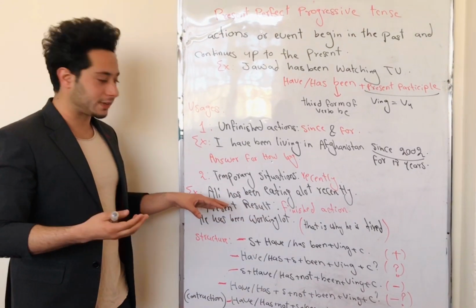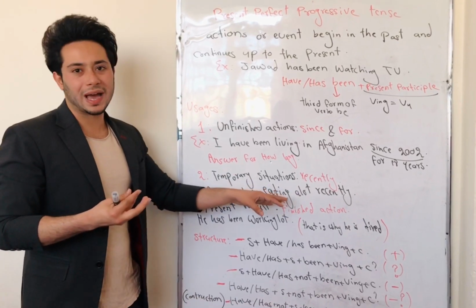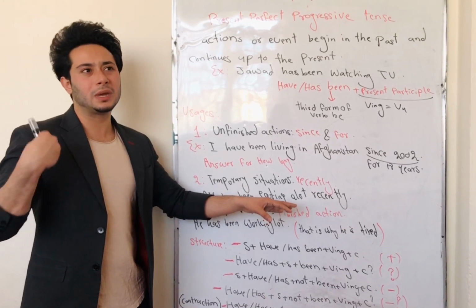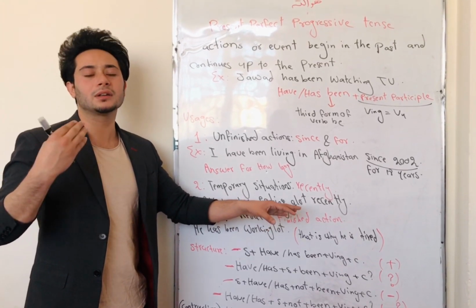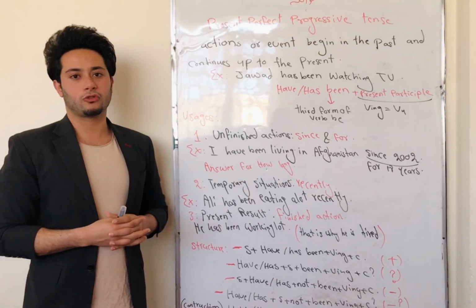For example, consider that Ali has been eating a lot recently. It means this is a temporary action. It means Ali is eating a lot recently, but he may not eat more, or he may not eat a lot in the future. Okay, let's talk about the third usage of present perfect progressive tense.